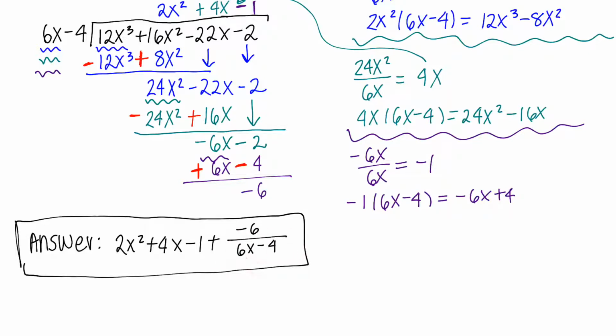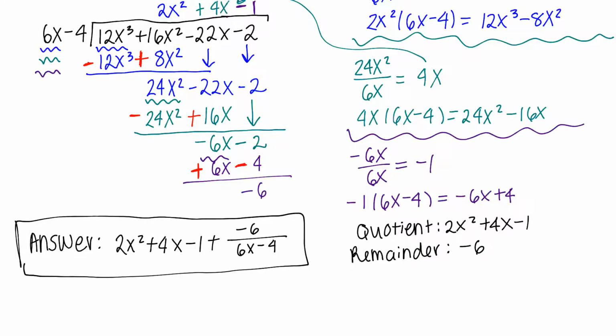This part isn't, so to be very clear, this isn't the remainder. The 6x minus 4 part isn't the remainder. If I wanted to write out what each piece was, the quotient is the 2x squared plus 4x minus 1, and the remainder is just negative 6. It's just that when we write it like this, we write it as the remainder over the divisor. So that's that for that problem.